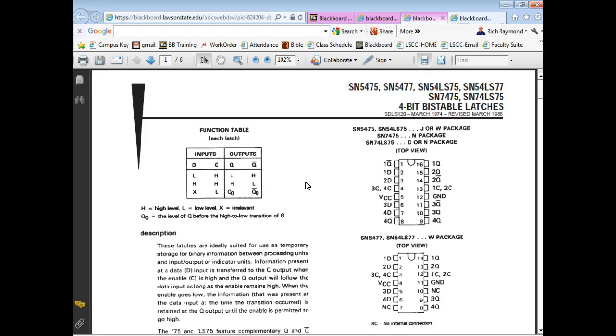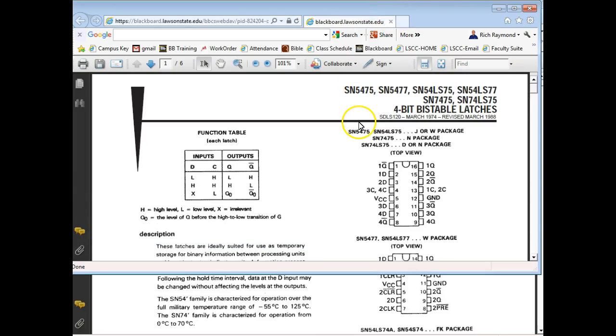So then we come up and we look at it. So this is a D latch, but it's what we call an edge trigger, and then we go back and look at the 7470.